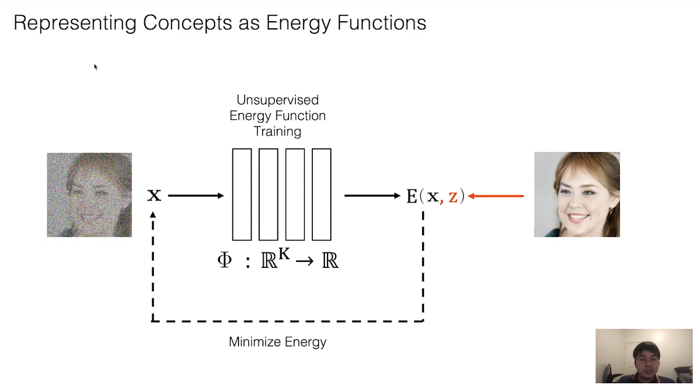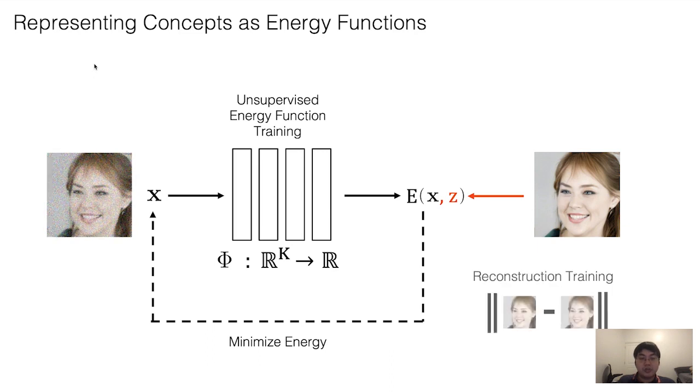In particular, we train on the reconstruction loss shown below, where we start with random noise and minimize the input image with respect to the underlying energy function for 10 or so steps, and then take the final output and encourage that to match the original conditioned image.